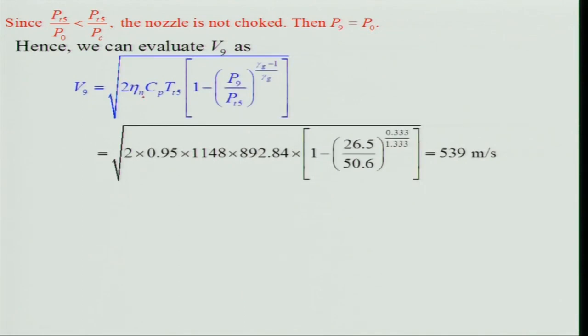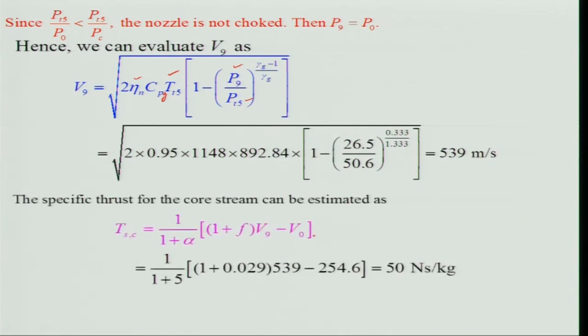So, we can evaluate this using V9 equals square root of 2 eta n Cp TT5 [1 minus (P9 by PT5) to the power gamma g minus 1 divided by gamma g] for the nozzle. We know these values: TT5, P9, PT5, Cp, this will be Cpg, eta n, all those things we know. If I use Cpg 1148 into 892.84, then you will get this 593.9 meter per second. The specific thrust for the core stream we can evaluate because there is no contribution of thrust due to pressure. It is only due to momentum, and you will get that the specific thrust for the core engine is 50 newton per second. My hunch is that it will be kilonewtons, so you will have to cross check that.